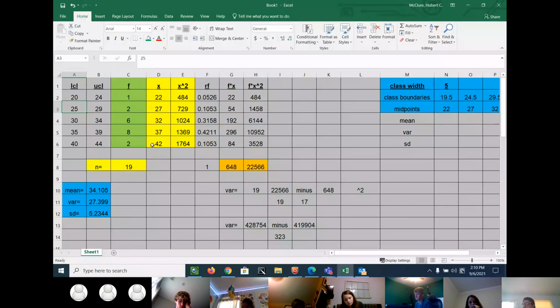And here it is. There's F in green. The midpoint, X. There's x squared. That's not supposed to be there. Let's get rid of that. And there's F times X. And there's F times X squared, and I added them up. So all we have to do now is plug and chug into the formulas.